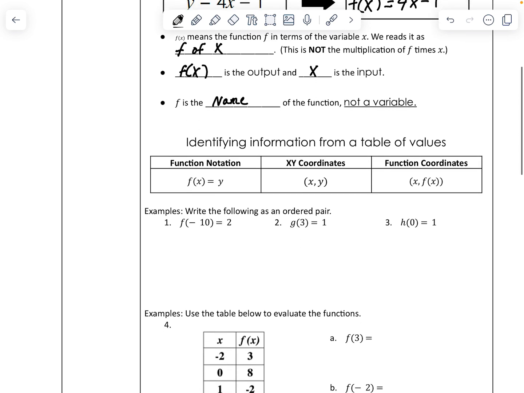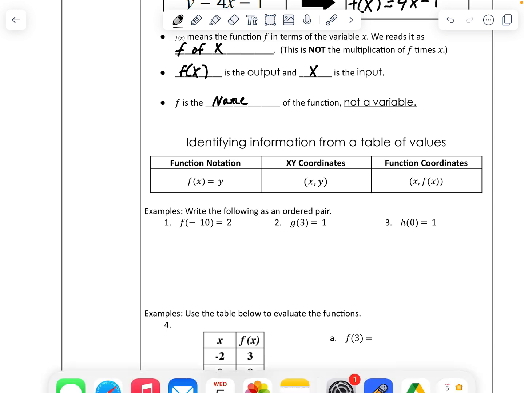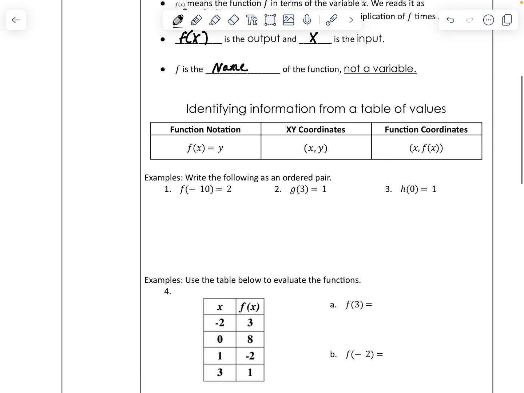So remember, we covered this in the last lesson. F of x equals y. X, y are your coordinates, and then your function coordinates are x and f of x. So let's write the following examples in an ordered pair. So f of negative 10 equals 2. So remember, what's inside those parentheses equals your x, and what's after the equal sign equals your y. So if we were to write it in an ordered pair, it'd be negative 10, 2.